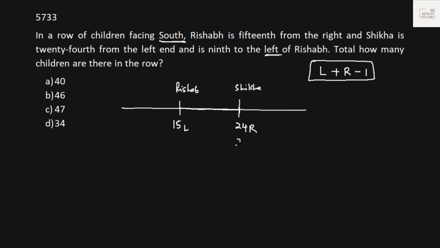That means Shikha is 24th from the left and Shikha is also 24th from the right. That means the total number of people in the queue is 24 plus 24 minus 1, that is 47. There are 47 people in the row. Option C is the pick.